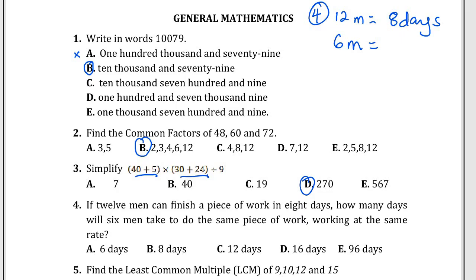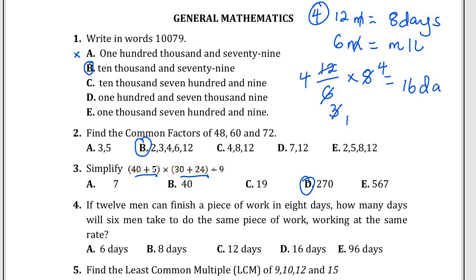Since the men have been reduced, you agree with me that it will take more days. Now, this is proportion. We are going to use the slogan: if it's more, you divide by the less. 12 men is more, so I'll divide by the less, which is 6, times 8 will give me my answer. Men will cancel men. 2 into 6 is 3. 2 into 8 is 4. 3 into 12 is 4. 4 times 4, 16 days is the right answer.